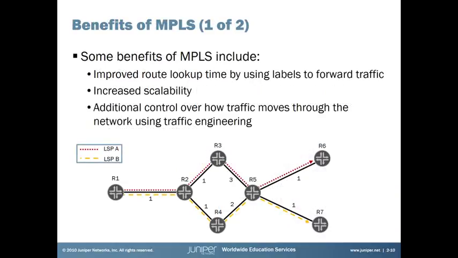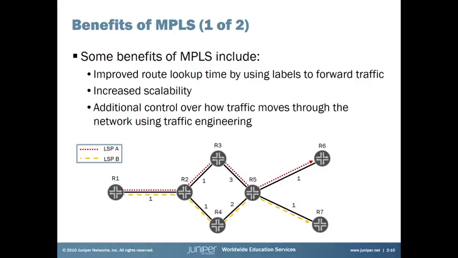So with MPLS, MPLS replaces both of those technologies. So everything that could be done with ATM and everything that could be done with frame relay can now be done with MPLS far more efficiently. Some of the benefits of MPLS are improved route lookup time by using labels to forward traffic, increased scalability, and additional control over how traffic moves through the network using traffic engineering. So we get this control that we wanted to have.